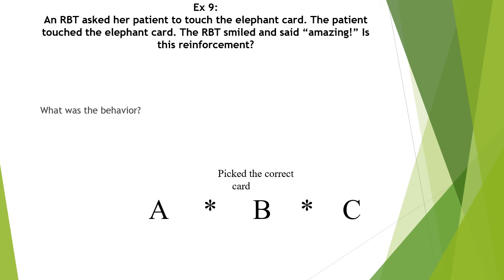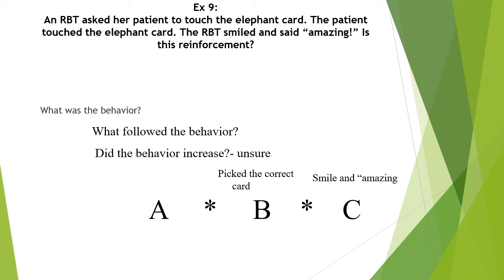What was the behavior? They picked the correct card. What was the consequence? Smile and the RBT said, "Amazing." Did the behavior increase? And this is where we have to say, no, we don't know. We're not sure. Doesn't say. Not enough information. Therefore, we cannot say it is reinforcement. All we are sure of is that the RBT provided a consequence, which was the smile and saying "amazing."